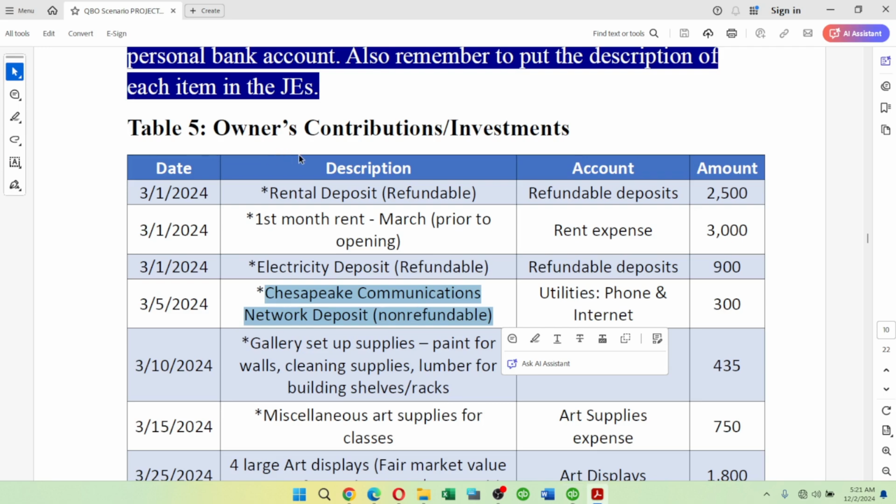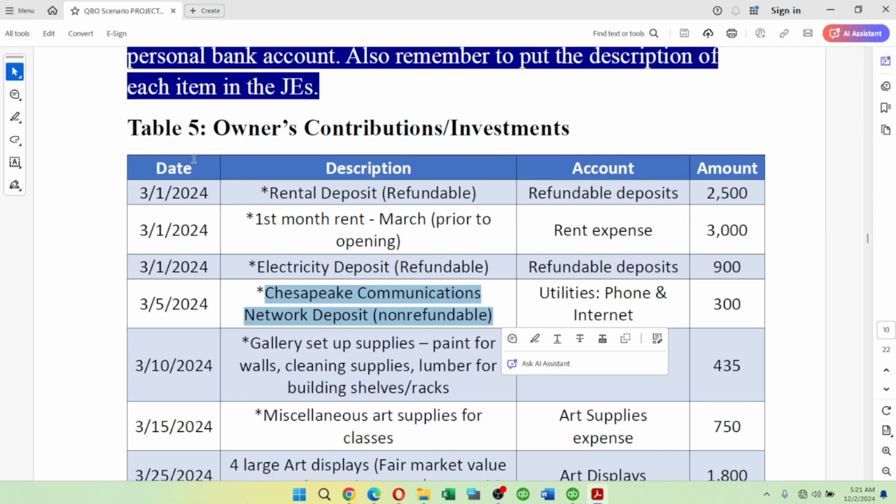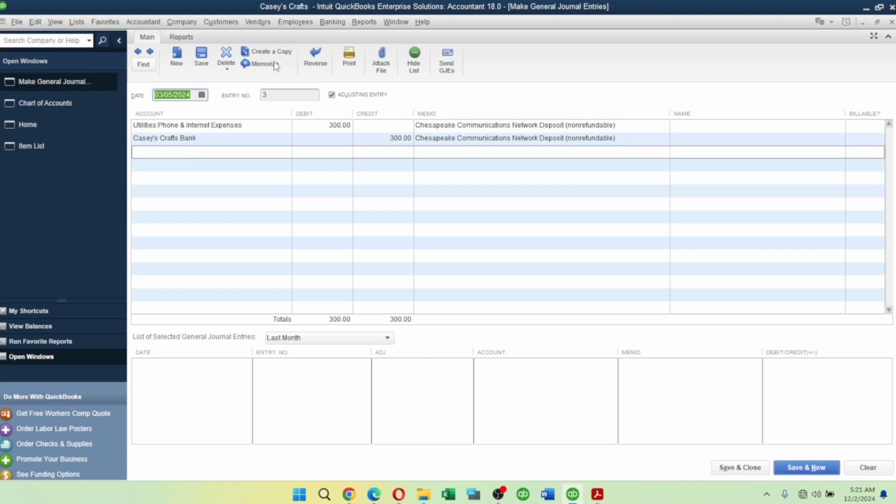Which date is that? What is the date? It's 5th of March. So we go ahead. Is that the only transaction on that date? Yes. So let's go ahead and save and new.